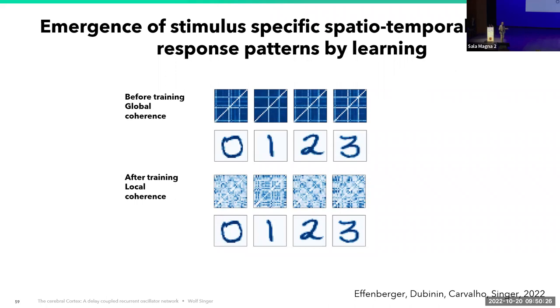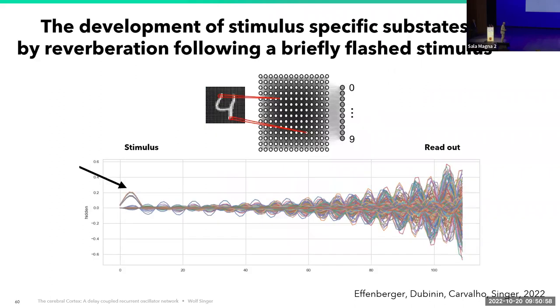It's also a warning to physiologists who are very much into oscillations. Whenever you see them, it means that the cortex doesn't do much. After training, you get a much more fine-grained, sophisticated landscape of local coherent patches separated by regions of less coherence, less amplitude. So you get a high-dimensional but structured activity pattern. And this is the last example.